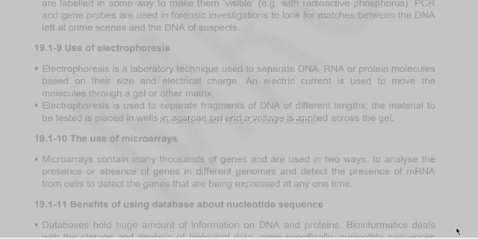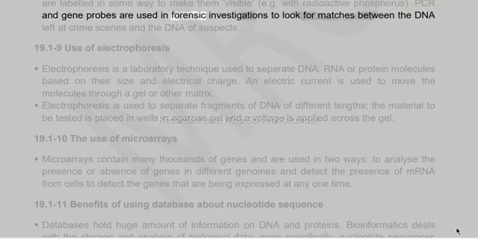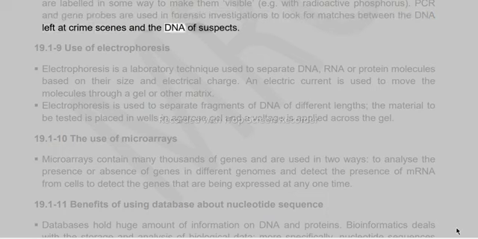Probes are labeled in some way to make them visible, e.g. with radioactive phosphorus. PCR and gene probes are used in forensic investigations to look for matches between the DNA left at crime scenes and the DNA of suspects.